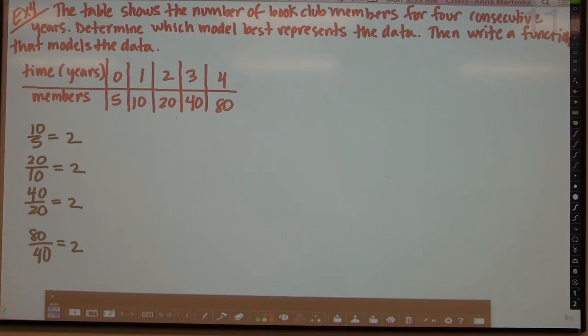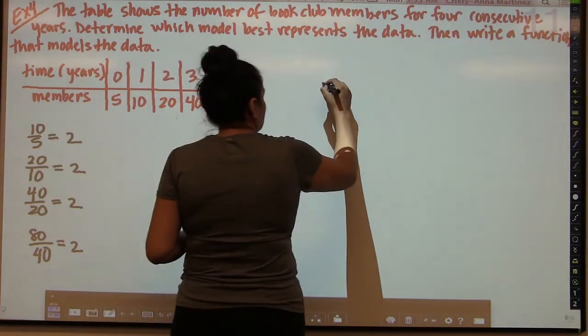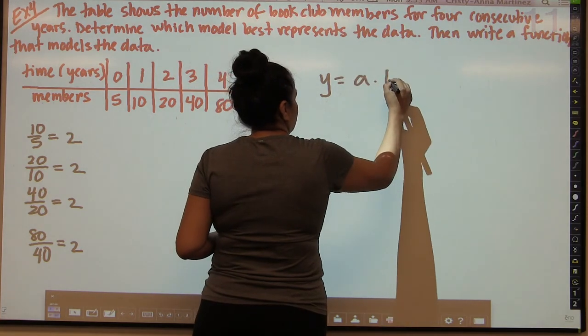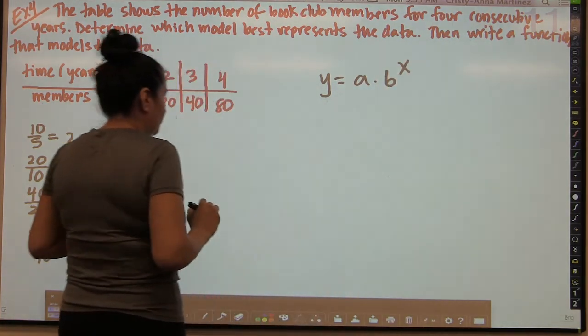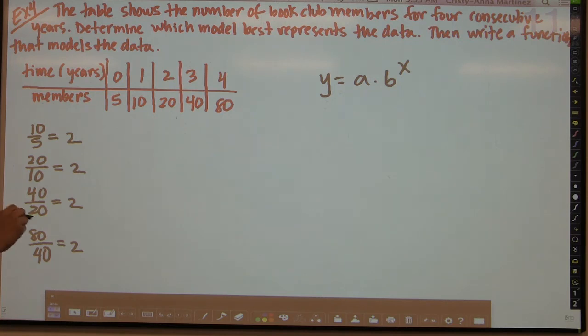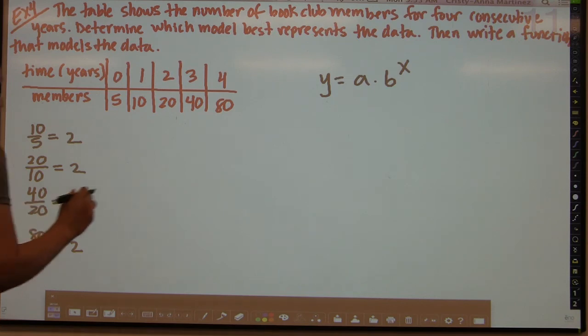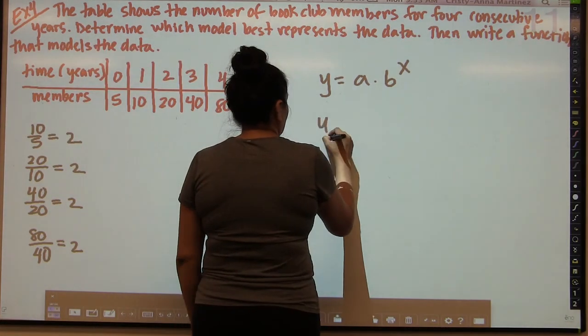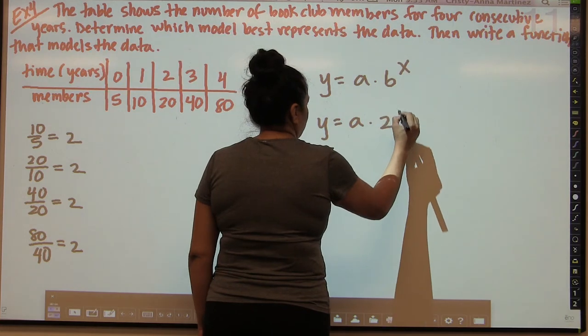So it turns out that in this case, I know now that it's exponential, and because it's exponential, it's going to have a model of y equals a times b to the x power. And I know that my b value is 2 because that's the ratio that I got over here. So I know that the b value is 2. So y equals a times 2 to the x.